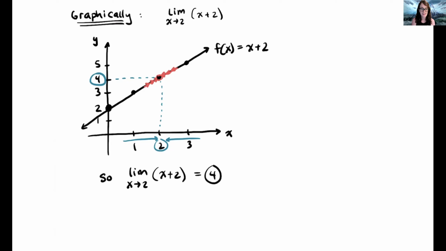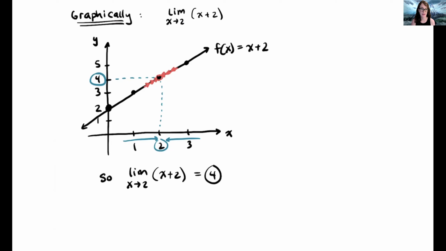Okay, now if you're doing these in several different methods, you should get the same answer for every way that you are trying to find the limit. So you can use different methods to check to see if your answer is correct. But yeah, this is a fairly simple example.